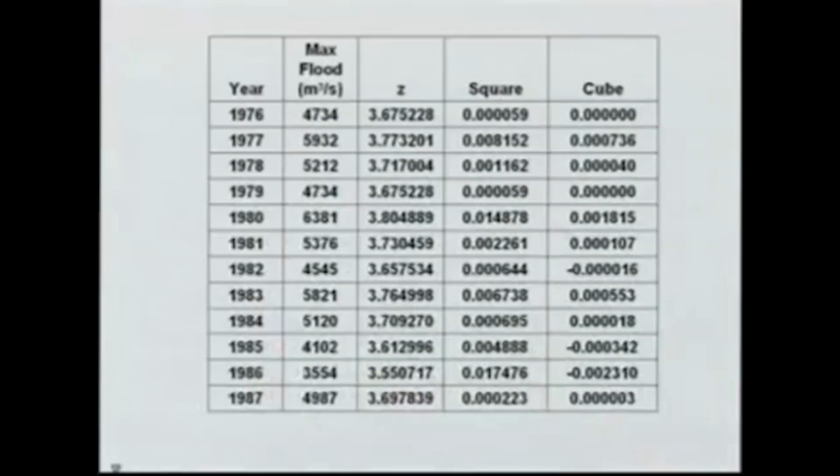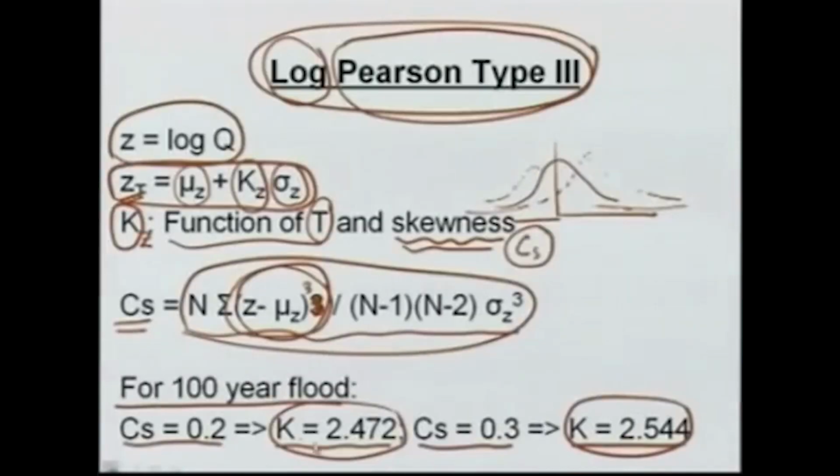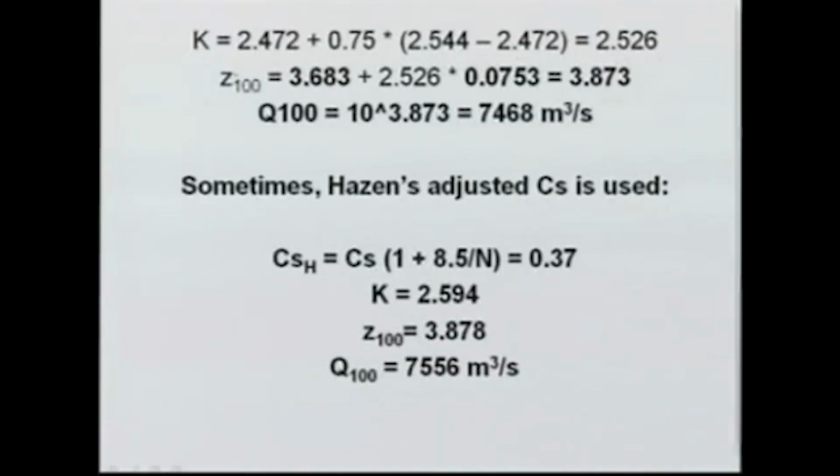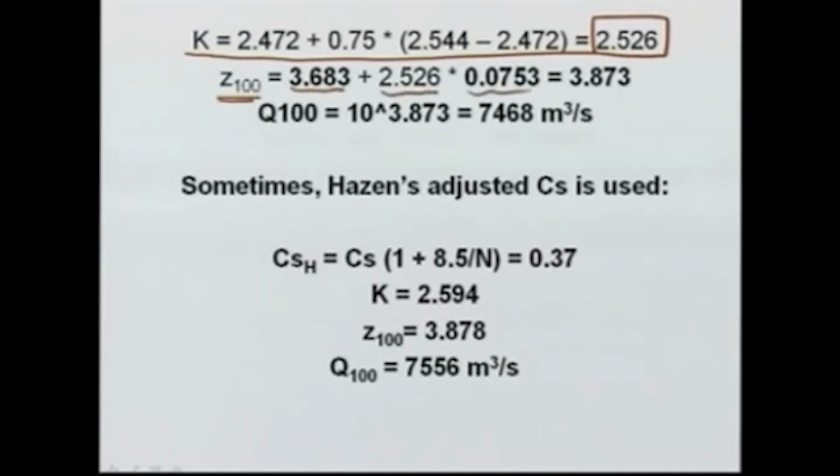Corresponding to this C s, as we have seen here in this table, k is given for 0.2 and 0.3. So, we can use the linear interpolation between these two values and obtain the k value for the given C s as 2.526. So, using this value of k, we can estimate z for a 100-year return period as the mean plus K times sigma. Mean and sigma we have already seen from the table.